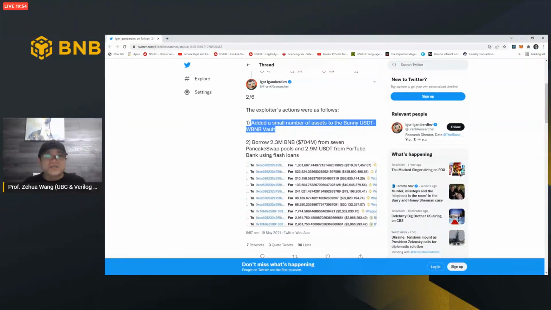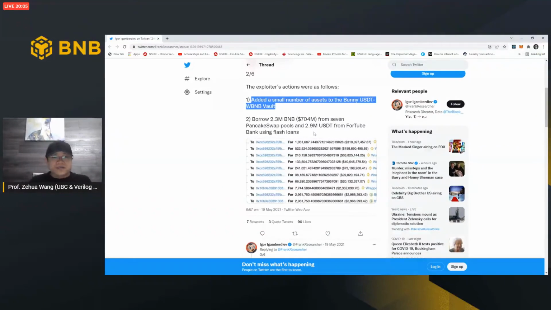So this person will eventually be given a lot of the USDT and WBNB value when he removes the liquidity. But this one is about how you can make this smart contract believe that you have provided a lot of liquidity if you do not have that amount of money. That's the flash loan.